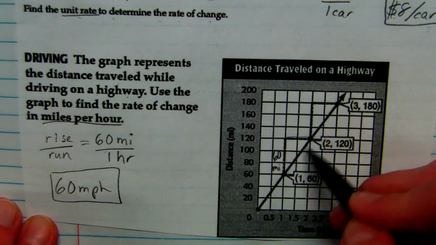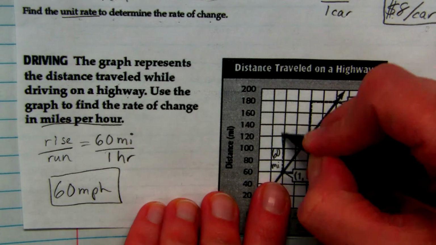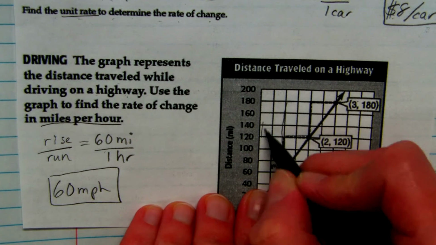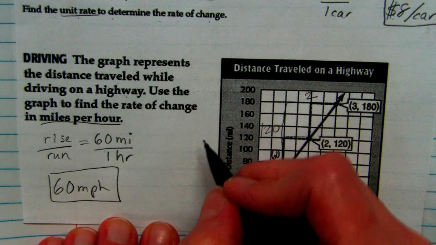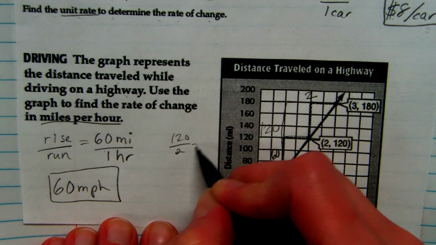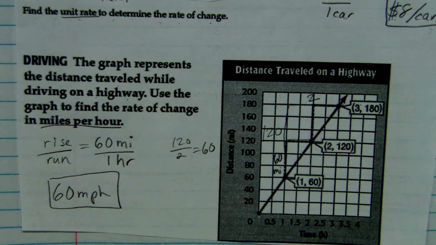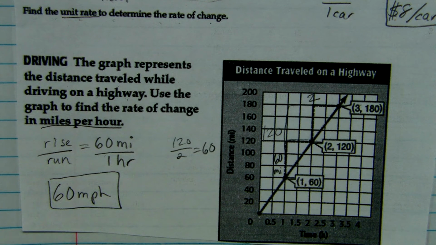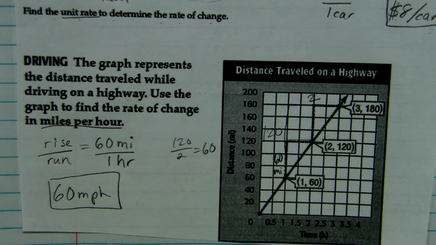Now, if it wasn't that easy, let's say that they did the first point and the third point, and they went from here all the way up there. Well, then I'd get 120, and I would get 2. And so 120 divided by 2 is still going to be 60. It doesn't matter what 2 points you pick if it's a straight line. But we wouldn't be doing this if it weren't a straight line. So if it's a straight line, that rise over run will be the same all the way up.